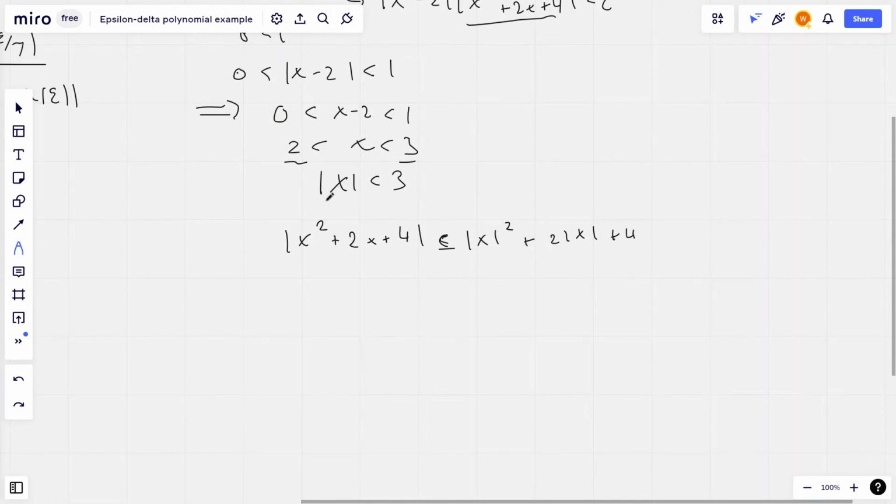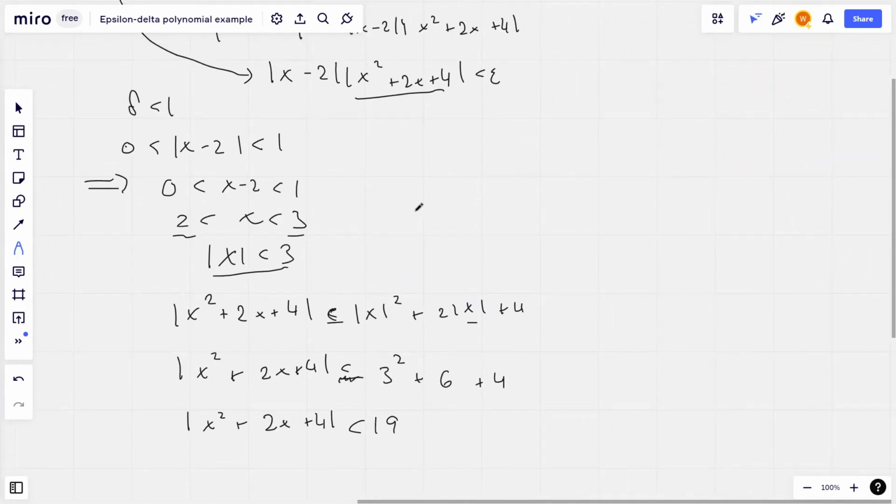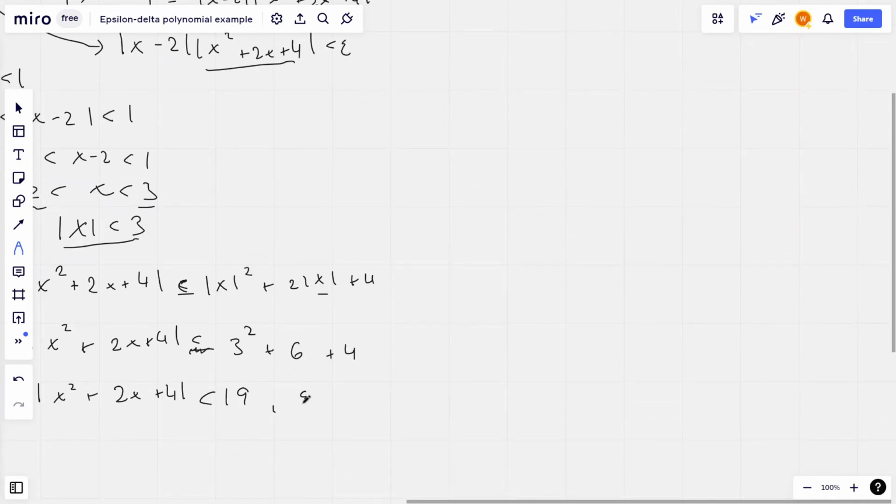And so, okay, we know that this is true, so we know that x squared plus 2x plus 4 is less than or equal to 3 squared plus 6 plus 4. So we have x squared plus 2x plus 4 being less than 9 plus 6 plus 4, which is 19. Okay, so now all that's left to do is the same step as before. So this gives us an epsilon over 19.